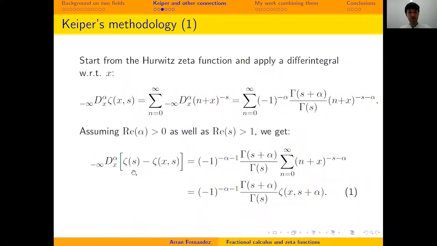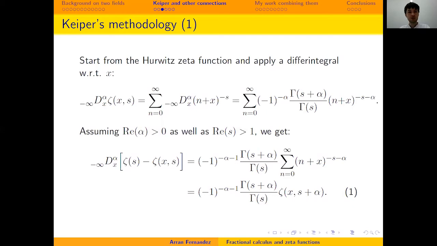I'm putting in an extra zeta of s here, because if you take the derivative of a constant, it's 0. We're doing the derivative with respect to x, so we can put in a function of s there. It's just going to make things neater later. Zeta of s minus zeta of x, s, and then you get the same thing here. And this series, the gamma functions can be taken outside, they don't depend on n, and this series becomes again another Hurwitz zeta function. Now I want to let s tend to 1.